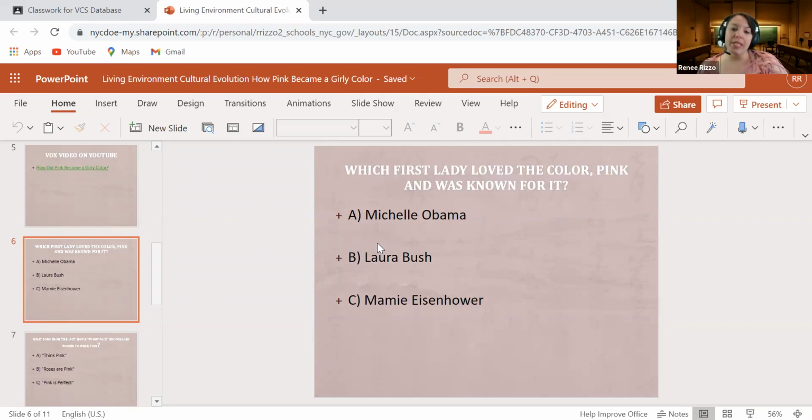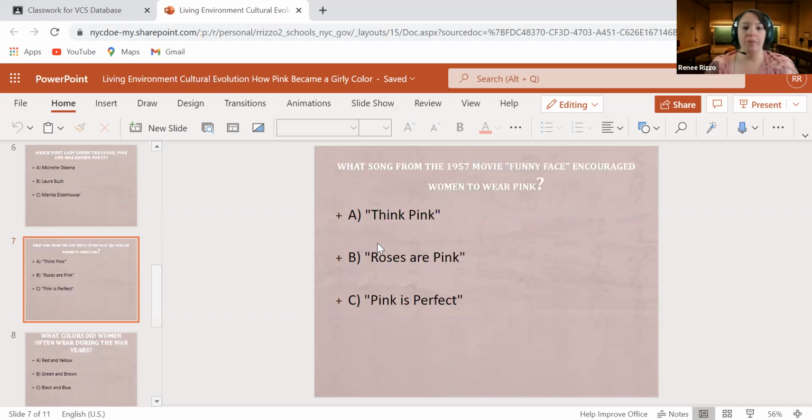So, which first lady loved the color pink and was known for it? A. Michelle Obama, B. Laura Bush, C. Mamie Eisenhower. So, if you've all watched the video as a class, students should know that the correct answer here is C. Mamie Eisenhower. Next question.